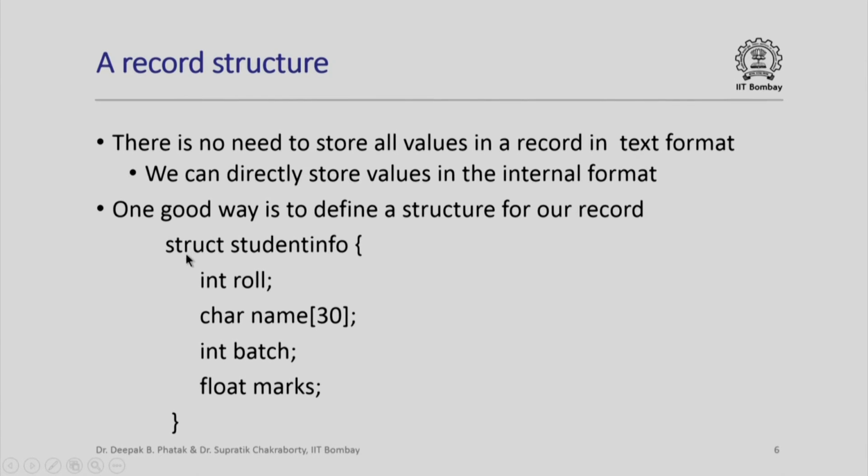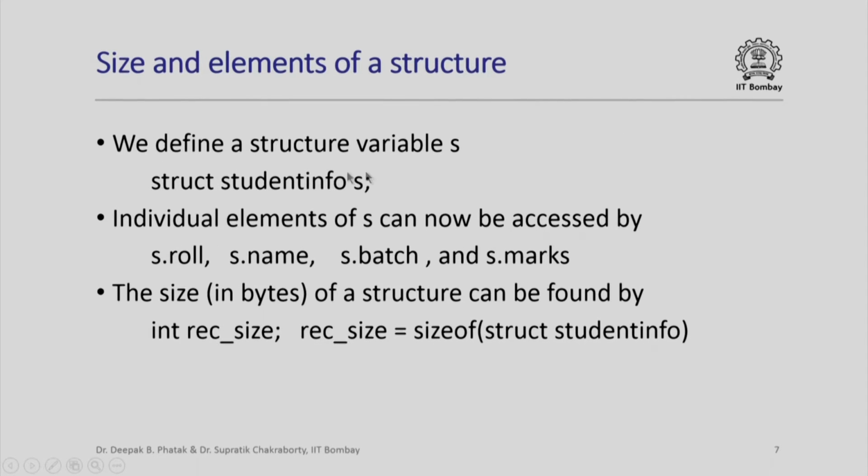Notice that this structure struct student_info acts like a new type. It is now possible to define a structure variable s by saying struct student_info s. The moment we define this variable, individual elements of s can be accessed easily, as we know, by s.roll, s.name, s.batch and s.marks. The size in bytes of a structure can be found by a special operator called sizeof. So, if we say sizeof(struct student_info), it will return the number of bytes allocated by the compiler inside internal memory. This can be assigned to an integer variable, say rec_size.